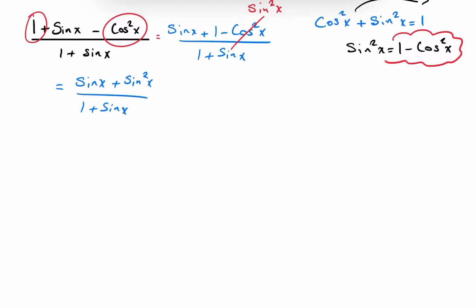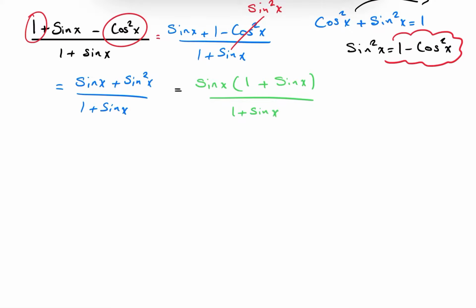of x. Now, on the top, we can clearly factorize out a common term, which is sine of x. And if we factorize out sine of x, we're going to get 1 plus sine of x divided by 1 plus sine of x.